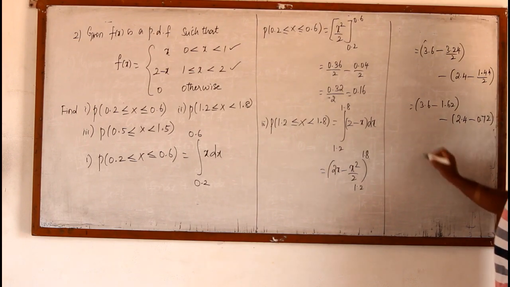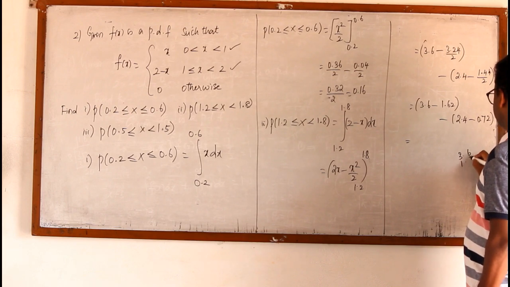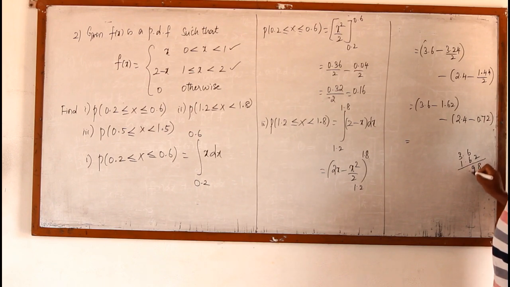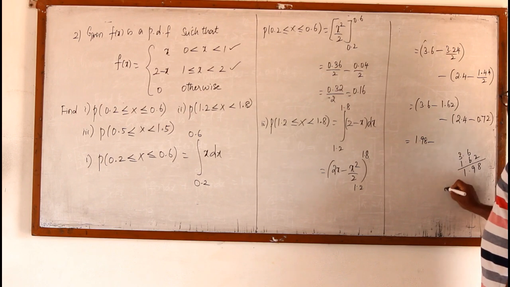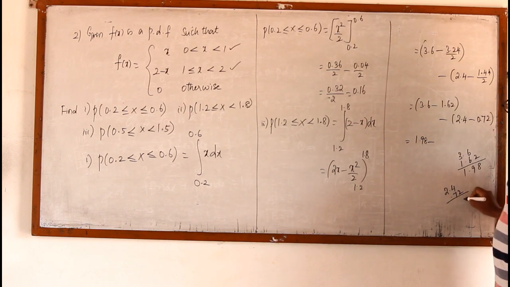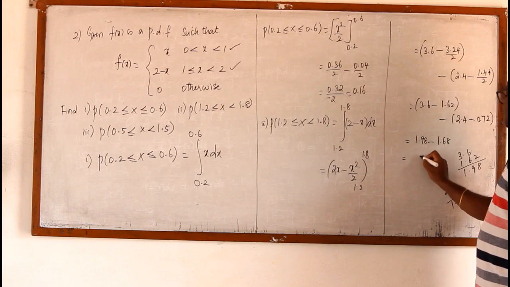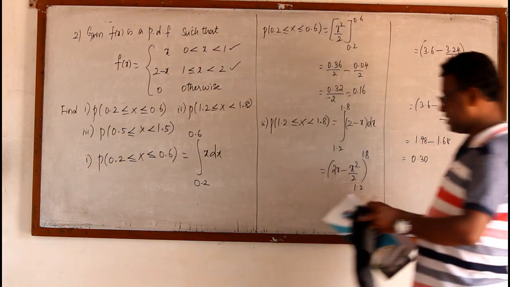0.72. Now we shall subtract this. 3.6 minus 1.62 is 1.98. Minus 2.4 minus 0.72 is 1.68. So the answer is 0.3. This is the value.